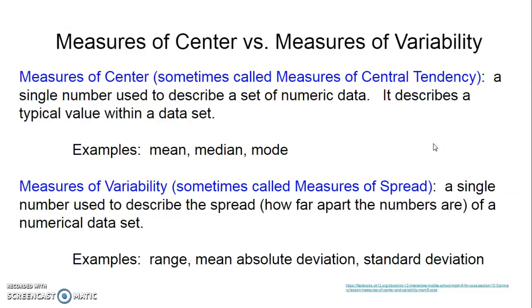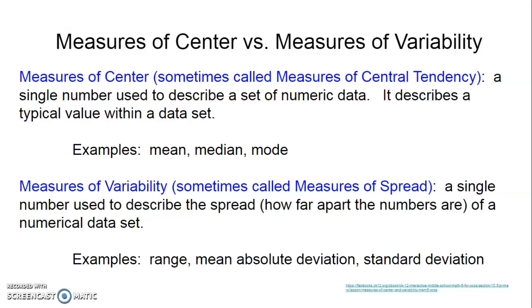Hey everybody, so you can see that this video is titled Measures of Center versus Measures of Variability, and I give a little definition of each. So the target for this lesson is to learn the difference between the measures of center and the measures of variability, and then very specifically delve into one measure of variability called mean absolute deviation.